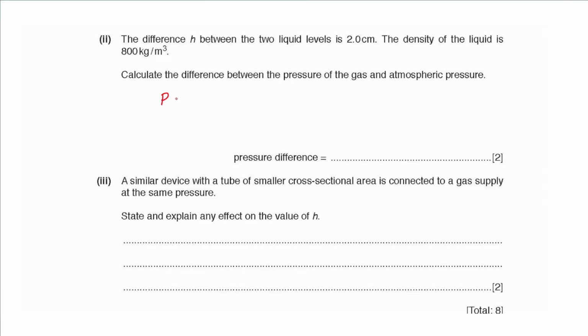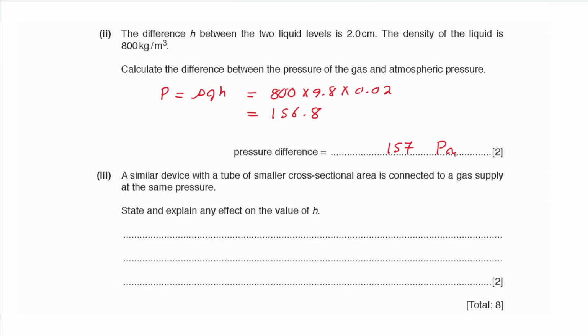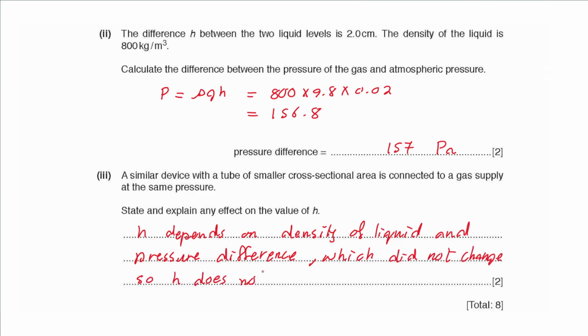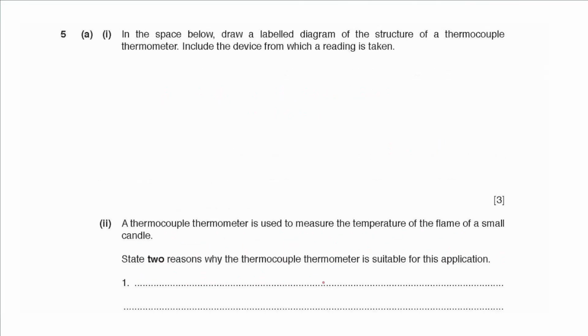So we use pressure difference is equal to rho g delta h. Rho is 800, g is 9.8, and h is 2 divided by 100, which is 0.02. This gives an answer of 156.8. We can approximate that to 157, and the unit here is pascal. Part iii says a similar device with a tube of smaller cross-section area is connected to a gas supply at the same pressure. State and explain the effect on the value of h. We say that h depends on density of liquid and pressure difference, which did not change, so h does not change as well. Question 5 is about thermometers, which were also removed from the syllabus, so you can skip this whole question.